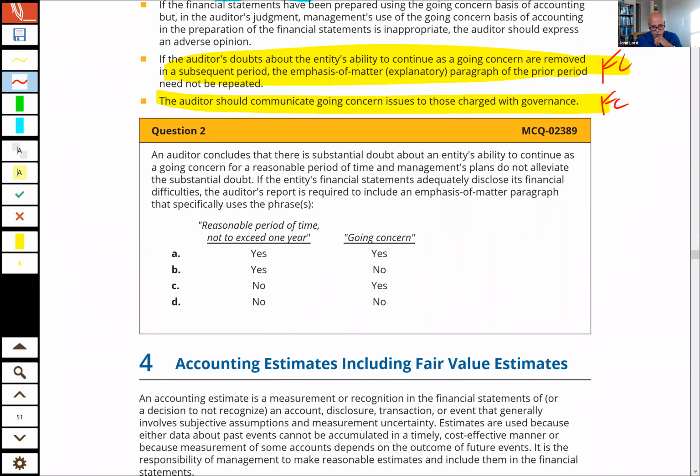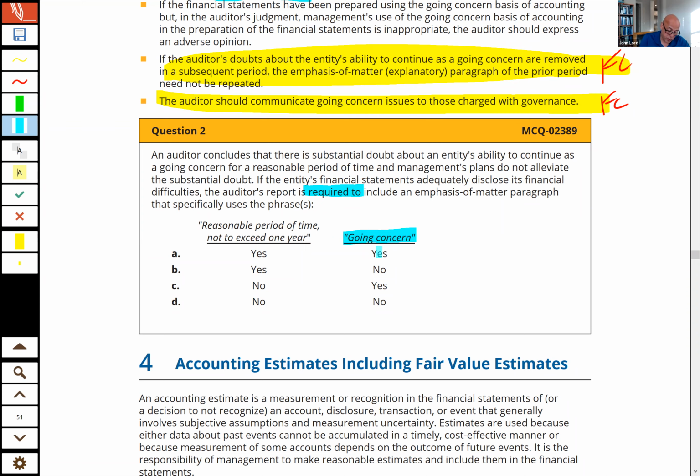So when it says the audit report is required, then it must be very much limited to what I asked you to flashcard, which has to go into the emphasis of matter explanatory paragraph, which are the words what? Substantial doubt and going concern.